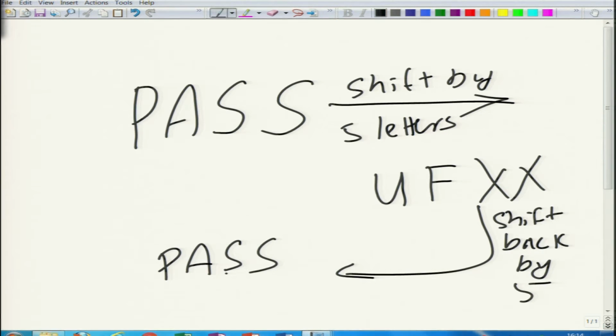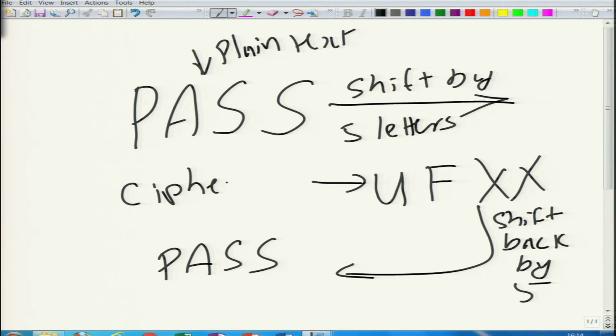So, when I send you the plain text, I am typing plain text, this is the plain text. What am I converting? I am converting it into the cipher text or cipher. This is the algorithm, shift by 5 is the algorithm to encrypt, shift back by 5 is the algorithm to decrypt. Now, here is the challenge, and this 5 is called a key.